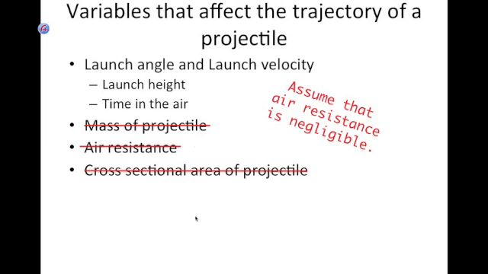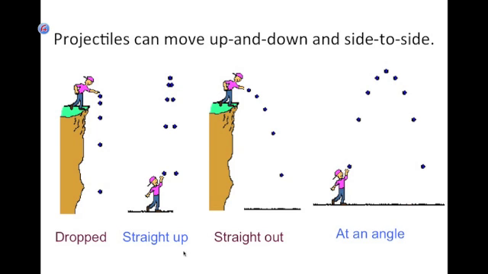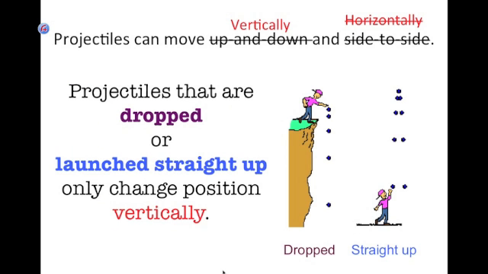The things that will affect the trajectory of our projectiles will be the original launch angle and the original launch velocity. Those two variables ultimately affect launch height and the time in the air. As stated before, projectiles move both up and down and side to side potentially. Up and down motion we'll term vertical motion. Side to side motion we'll term horizontal motion.